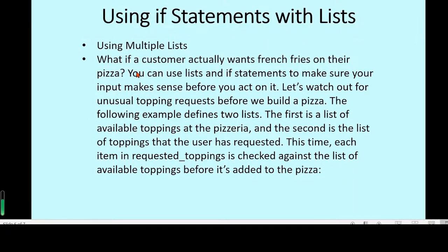Using multiple lists. What if a customer actually wants French fries on their pizza? You can use lists and if statements to make sure your input makes sense before you act on it. So let's watch out for unusual topping requests before we build a pizza. The following example defines 2 lists. The first is a list of available toppings at the pizzeria, and the second is the list of toppings that the user has requested. This time, each item in request toppings is checked against the list of available toppings before it's added to the pizza.